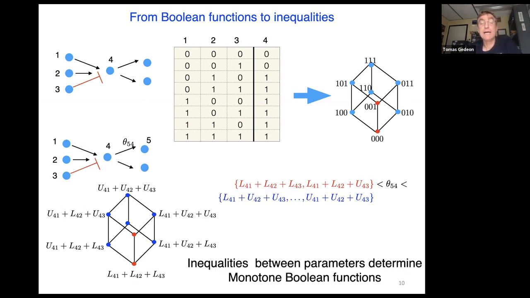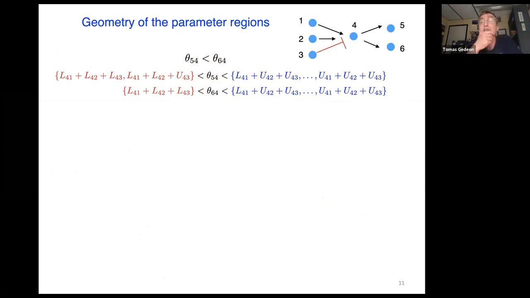With that idea, I can start thinking about the geometry of the parameter regions, which correspond to choices of these monotone Boolean functions. For instance, in this node 4, I can make the following choice. First, I'm looking at the order of thresholds: one threshold is from 4 to 5, the other one from 4 to 6, and I just select one of them. Then the two Boolean functions correspond to the next two lines, which are the set of inequalities between the inputs coming in and those thresholds.